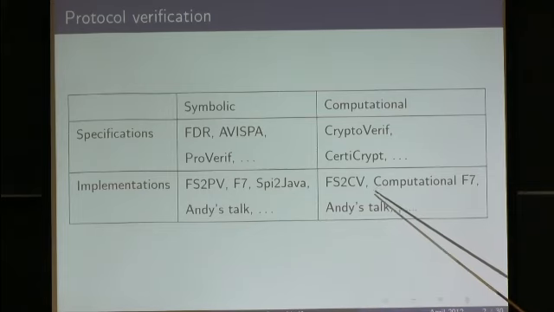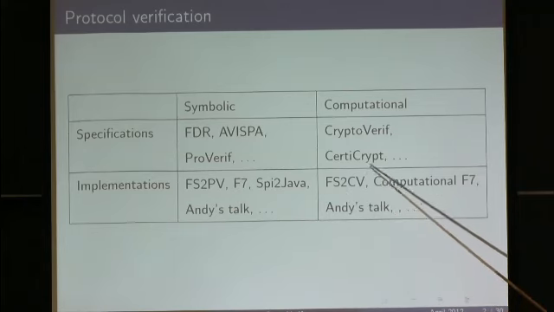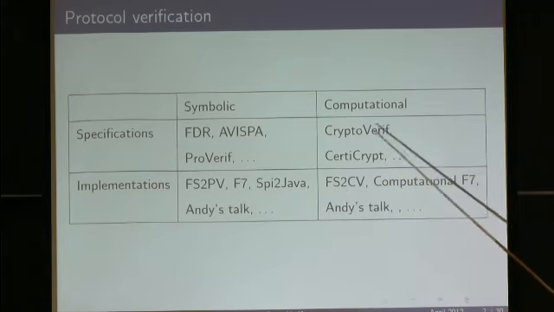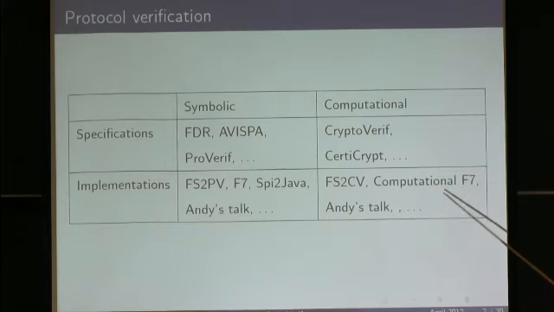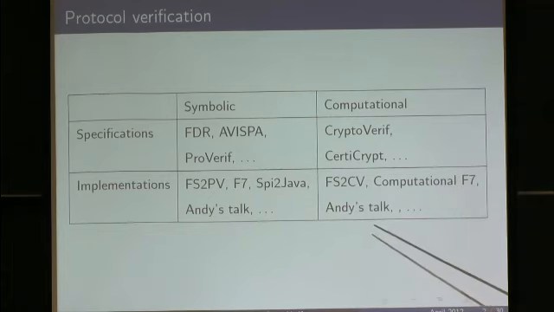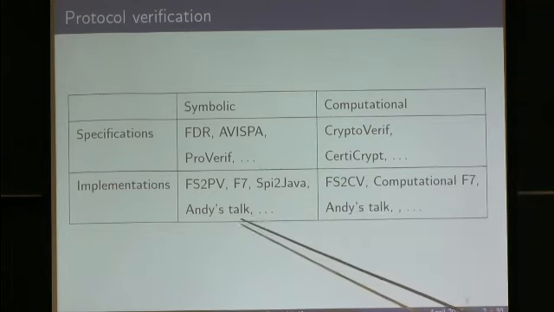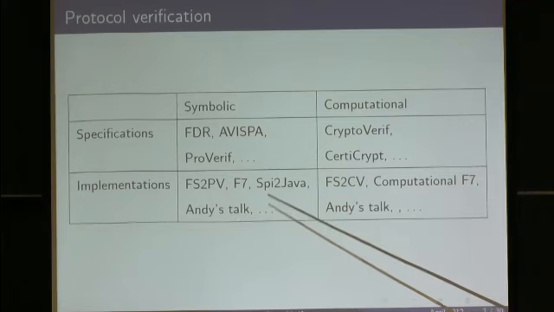And in the computational model, you can start from an implementation in F# and then convert it to the CryptoVerif input, and you can verify using CryptoVerif, or computational F7, which verifies protocols using a dependent type system in the computational model. And also by computational soundness, you can transfer some results in the symbolic model into results in the computational model.